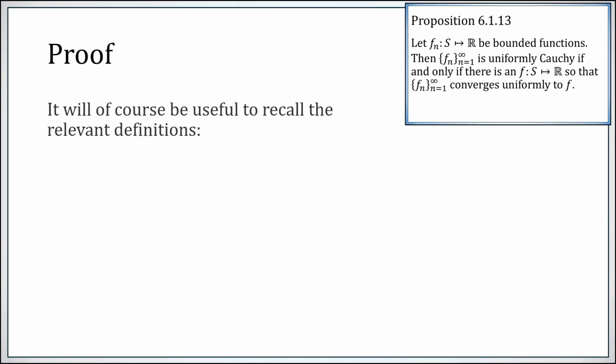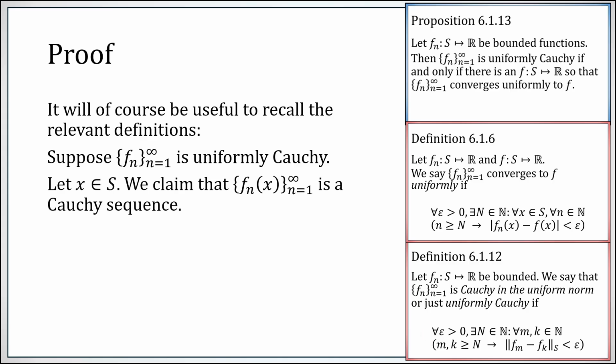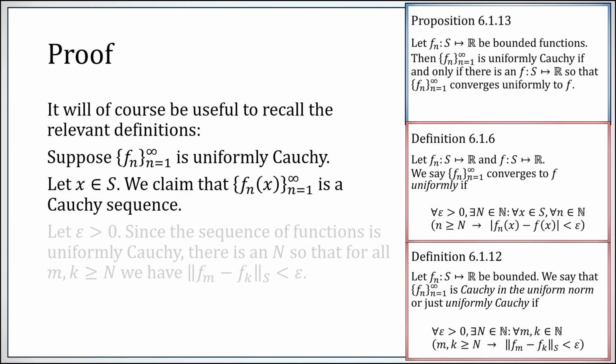Let's throw all these definitions back up here that we need. Let's suppose we have a sequence of functions and we'll assume it's uniformly Cauchy. So this down here, 6.1.12, holds. Now we need to show that there is a function that it can be proposed to converge uniformly to. So first we claim that for each x, the sequence fn of x is a Cauchy sequence.